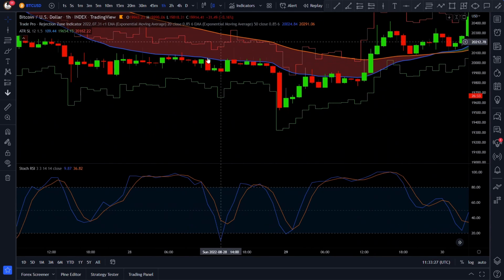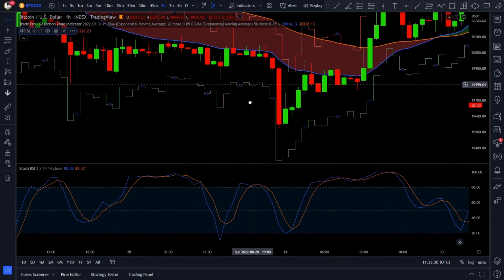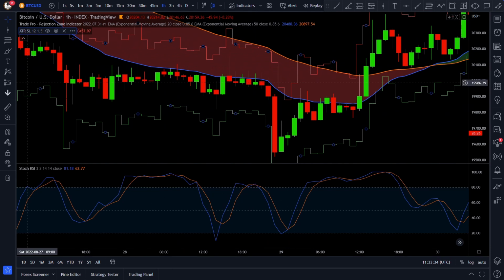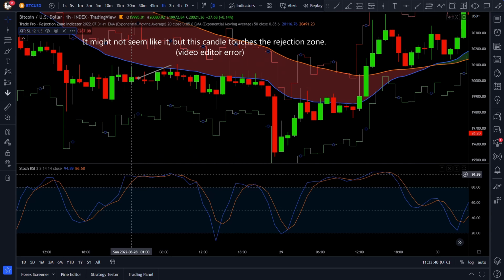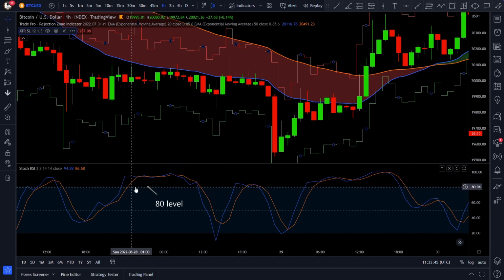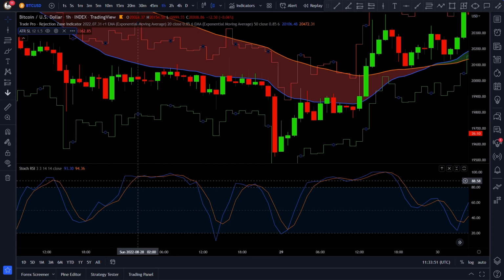For a valid short entry, we want to see the opposite. So we need this rejection zone to be in a red color. Then we need the price to pull back into this rejection zone. And the last thing, we want to see the stochastic RSI go above the 80 level, which is the overbought territory. And then we want to see a cross down.